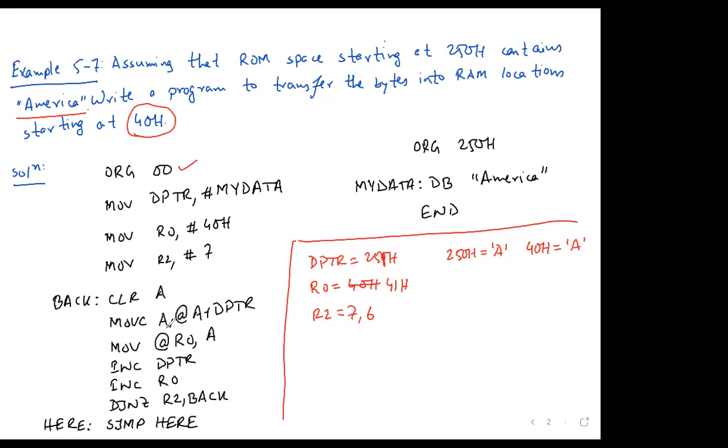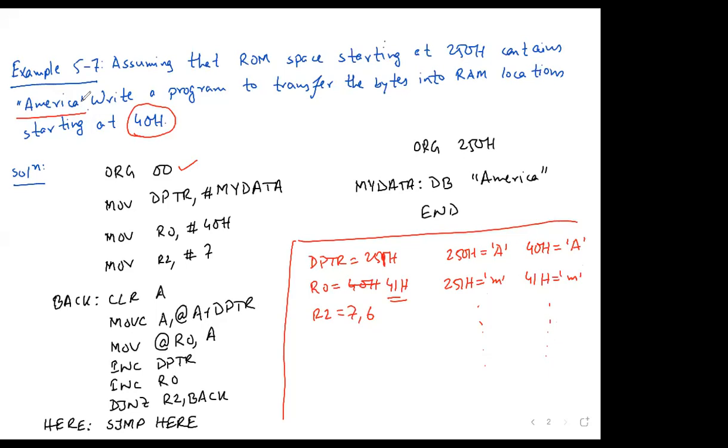Now we write MOVC A, @A+DPTR. So now what is the address that is being formed by this instruction? 251H. Exactly, 251H. So what is in 251H? ASCII of small m. Then you move that to the address held by R0. R0 contains 41H. So in 41H, we move the ASCII of small m. And this process is repeated until you finish transferring all the data.